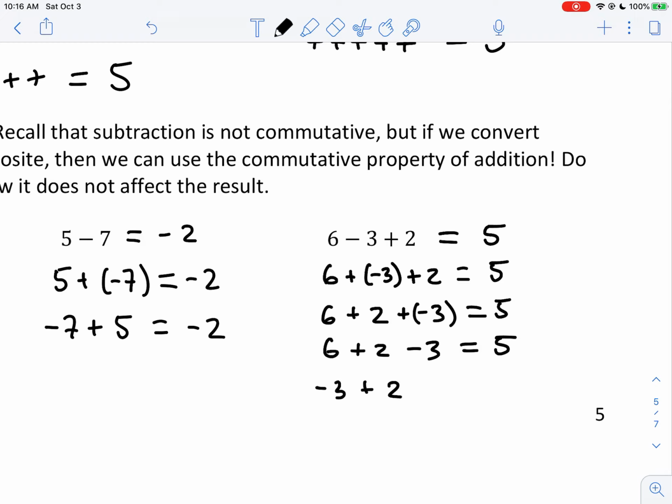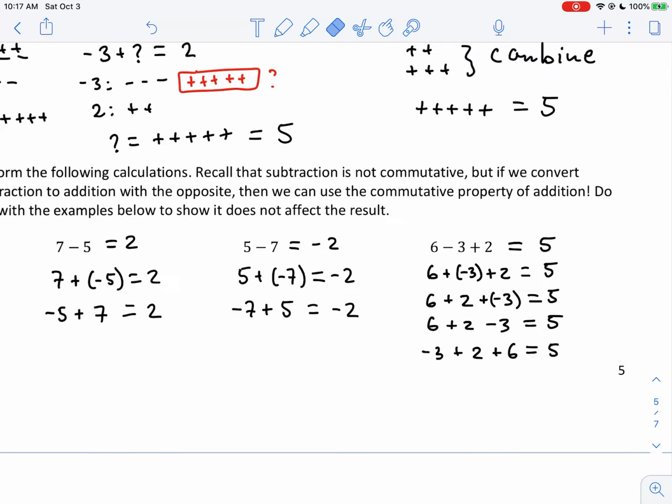You could put the negative 3 first. Negative 3 plus 2, and then plus 6. Add those first, you get negative 1, then add 6, you get 5. Or add these first, 8, and then add the negative 3 to that. You get 5. So once you turn all the subtractions to addition with a negative, and it's nothing but addition, then you have a lot more freedom with how you go about doing this. You can use associative properties, commutative properties, whatever you want. That's true for addition. Just turn all your subtractions into additions with a negative, and you have a lot of freedom.